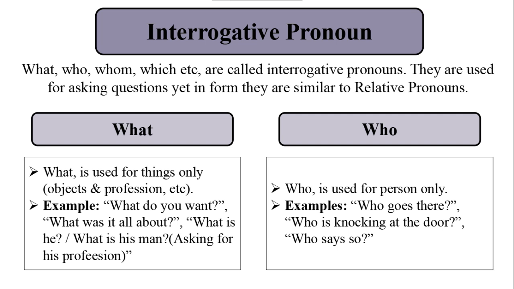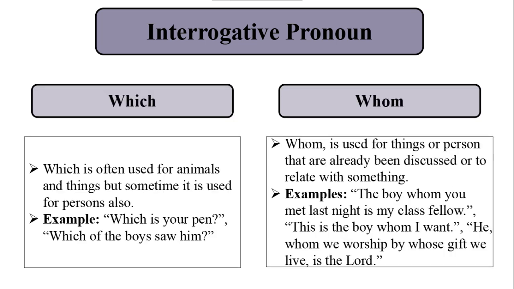Who is strictly for people. Persons only. Who is at the door? Who told you that? And which. That can be things or animals, but sometimes people too. Yeah, especially when choosing from a set group. Which coat is yours? Or which of you broke the vase? People in a group.